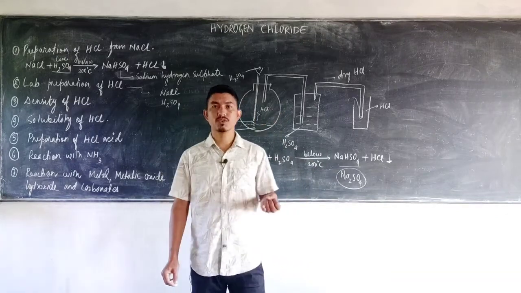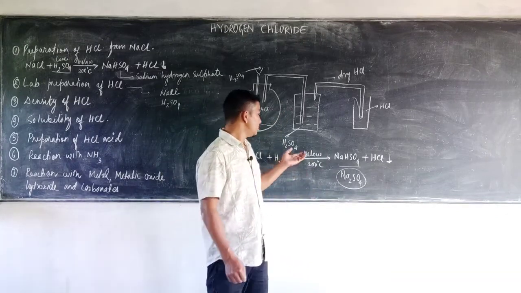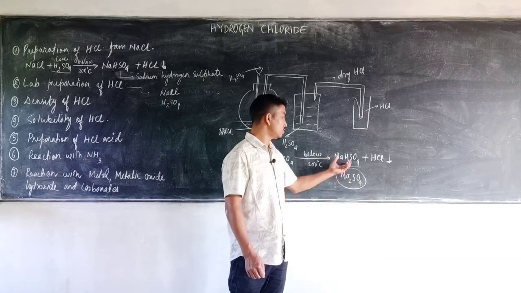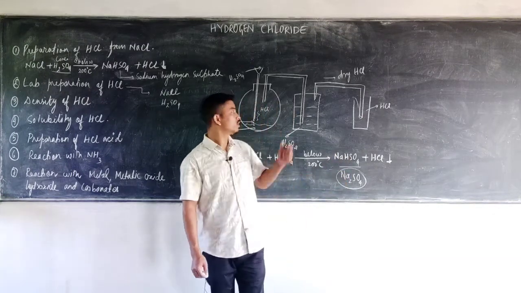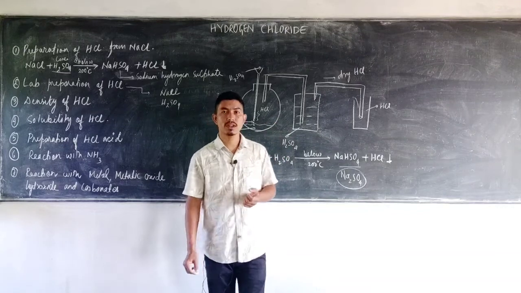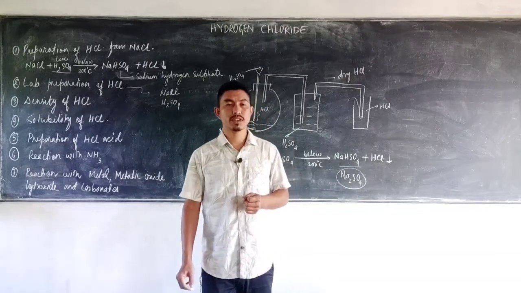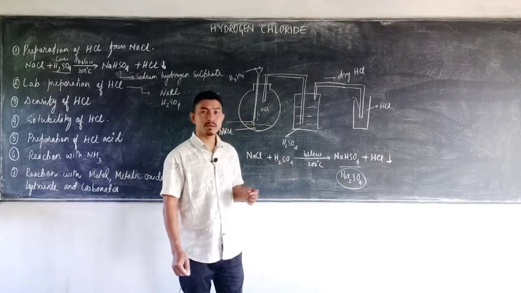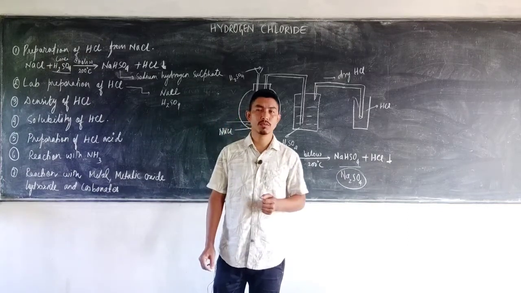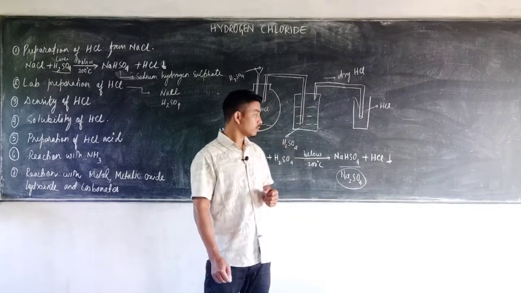The first one, if you heat it above 200 degrees centigrade, instead of sodium hydrogen sulfate, sodium sulfate is produced which sticks to the glass, and the second one, there is a wastage of fuel as well, because to heat the reactants at a higher temperature, more fuel will be utilized.